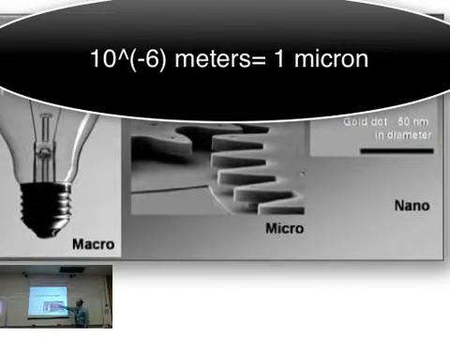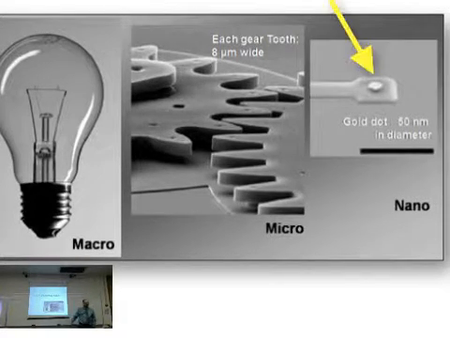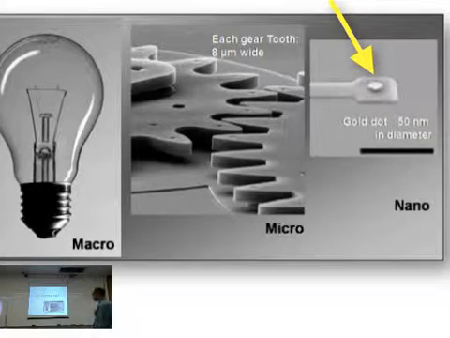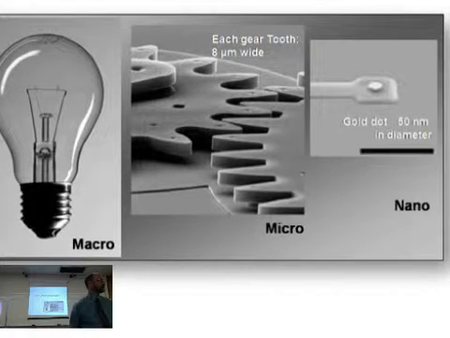Gold dot on the end of a cantilever. You're going to have a cantilever experiment this semester. The gold dot is 50 nanometers across. 50 nanometers. Okay, that's nanoscale. Less than 100 nanometers is considered nanotech, nanoscience. That's the Intel definition. Less than 100 nanometers, it's nanotechnology.